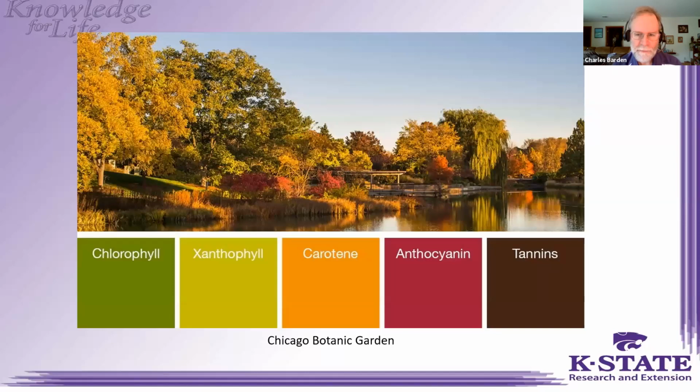Here's an example of the palette of colors that tree leaves can form by various types. I borrowed this from the Chicago Botanic Garden website. Of course, chlorophyll is the green color, xanthophyll is the light yellow, carotene is the dark yellow. Together, we call these the carotenoids. Again, anthocyanin is the reds and purples.